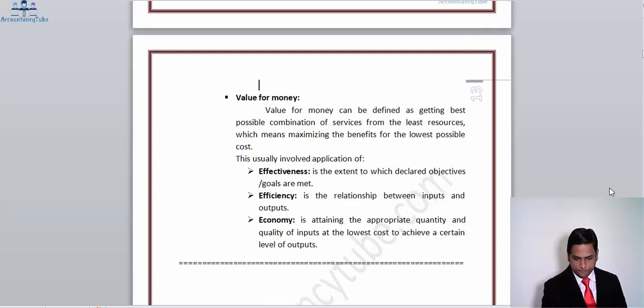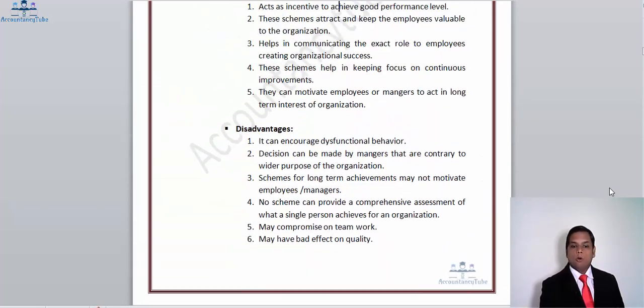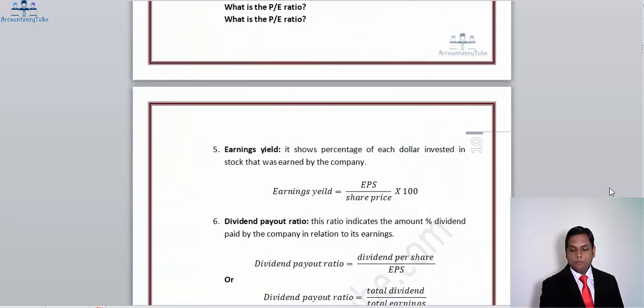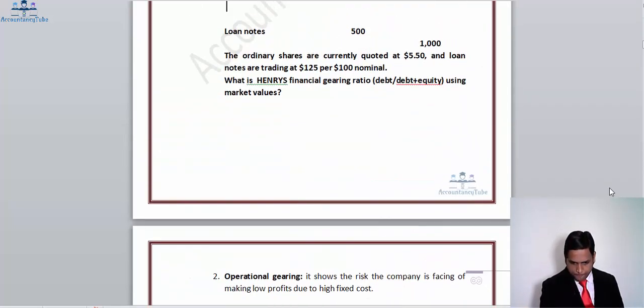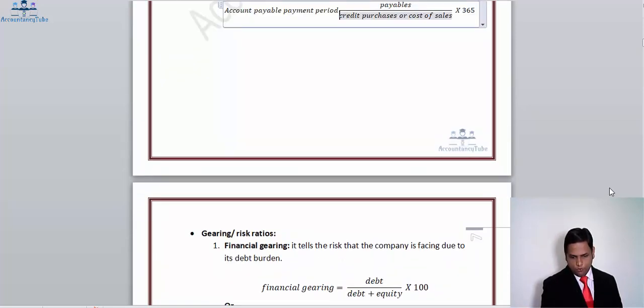As promised, you need to come to chapter number 1. Page 4, I think. Yeah, that's page 4.